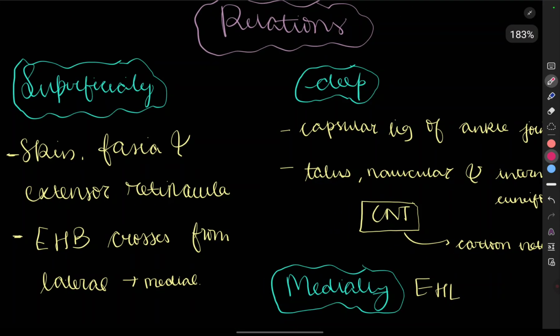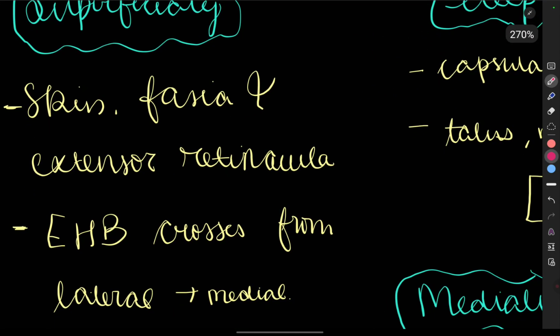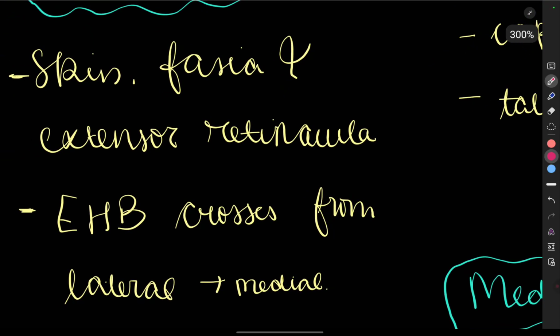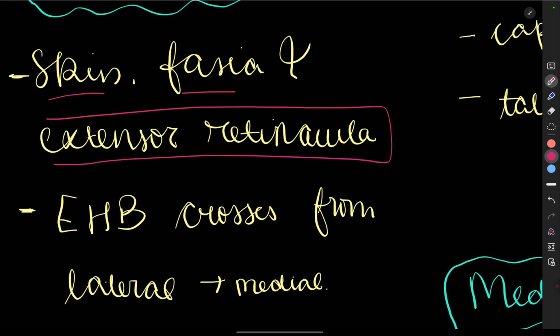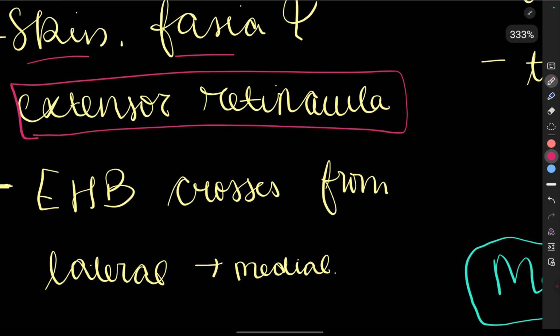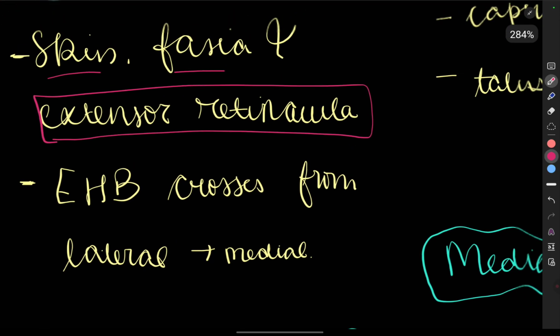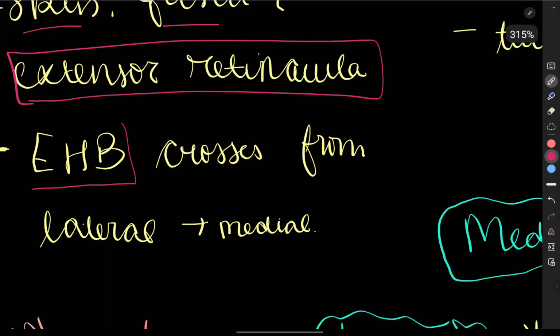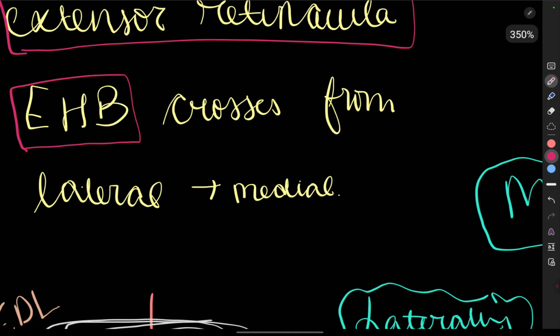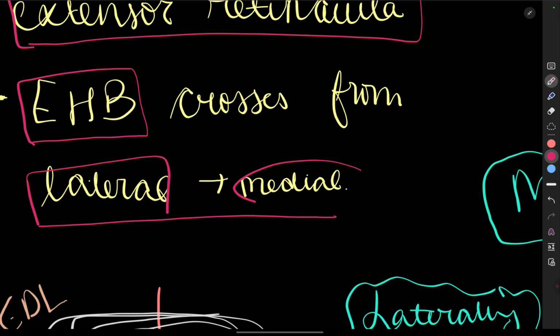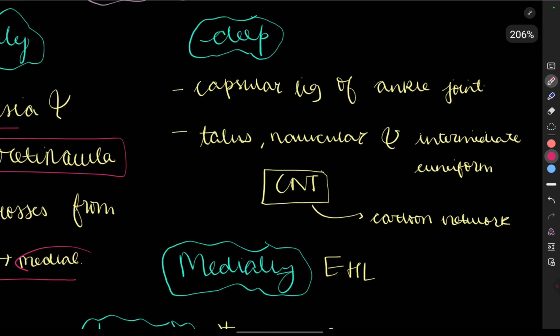Now the relations are very simple. Superficially, above it, is the skin, fascia, and the extensor retinaculum. There are two extensor retinacula, the superior extensor retinaculum and the inferior extensor retinaculum, so please check out the previous video to know more about it. It is crossed by the extensor hallucis brevis muscle, from the lateral side to the medial side. We will see it in the diagram. So this is superficially.